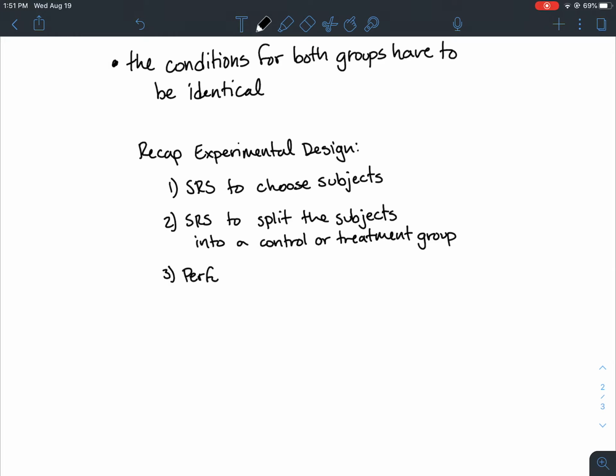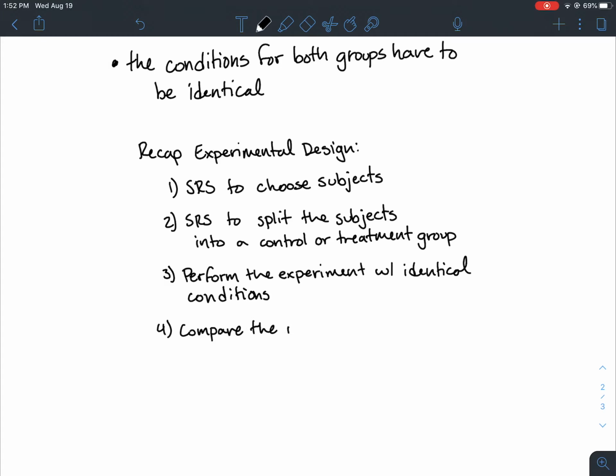Then we perform the experiment with identical conditions, and hopefully it's blind if we're doing something that we don't want them to know about. And 4, then we compare our results to see if there's any statistical evidence that points to what we're trying to prove.